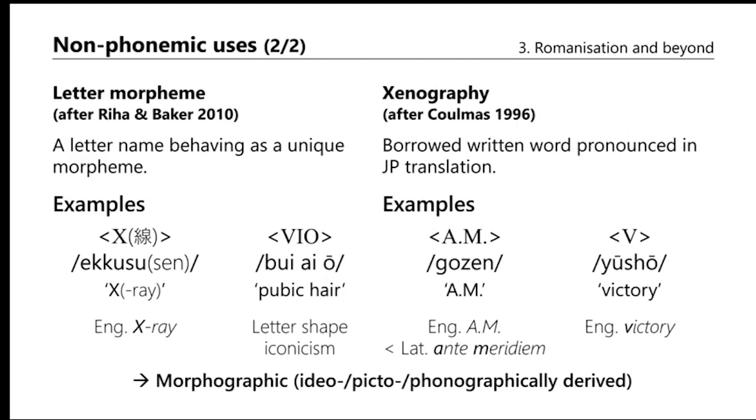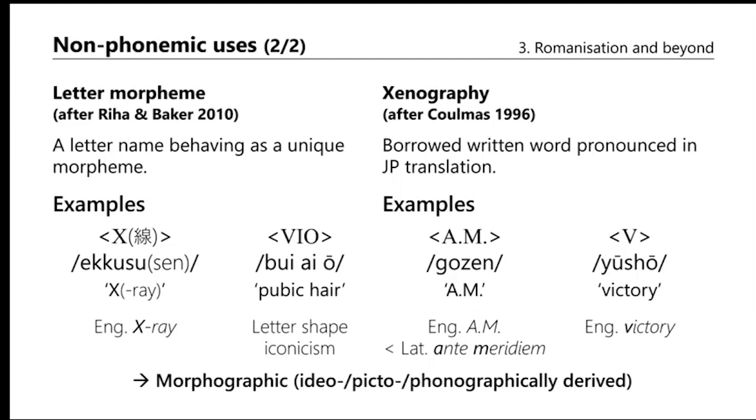Xenography is the last type in this category. Borrowed written word pronounced in Japanese translation. For example, AM, yes, we use that, but maybe not always, in most cases, it is pronounced as gozen rather than AM. Interestingly, of course, AM comes from Latin, ante meridiem. So there is a very complex history behind this Japanese borrowing of English borrowing of Latin.